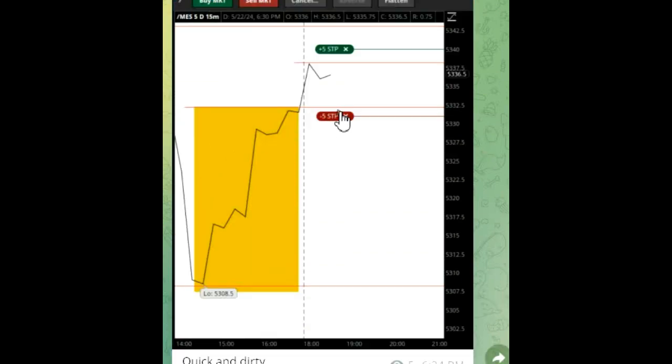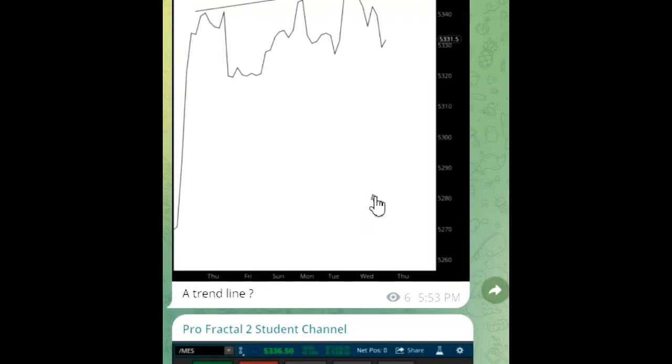Now sometimes the fractals will change. That's why you have to put your stops there. You have to move your stops around. For example, if you have a 5, it goes to a 7, it might go to 10, 11. You move your stop around in the stop bracket. Okay. So I put the stops there.